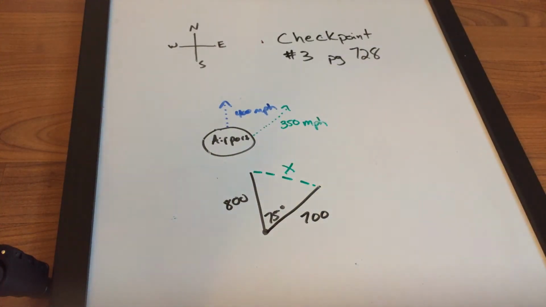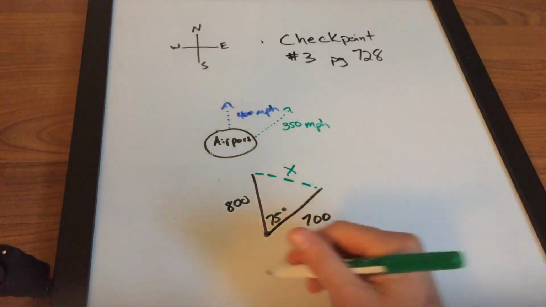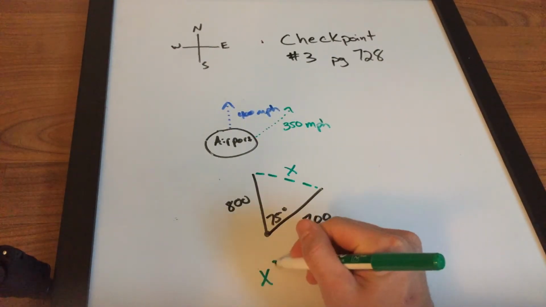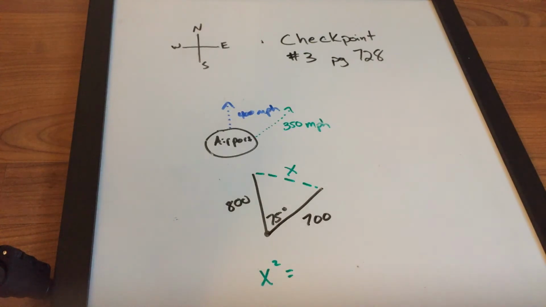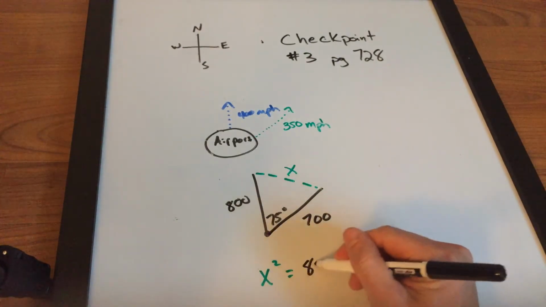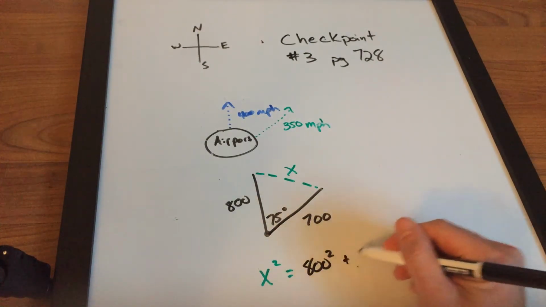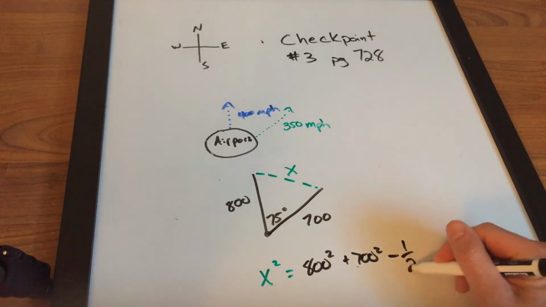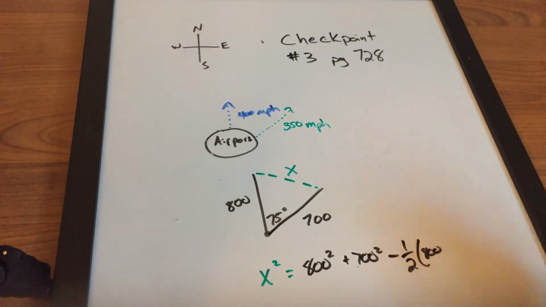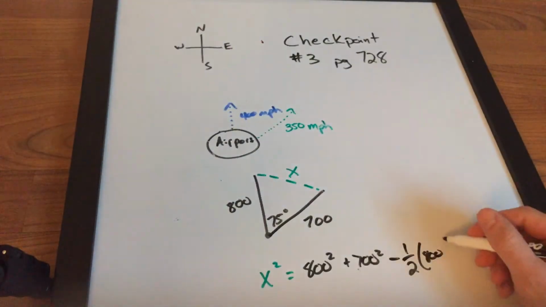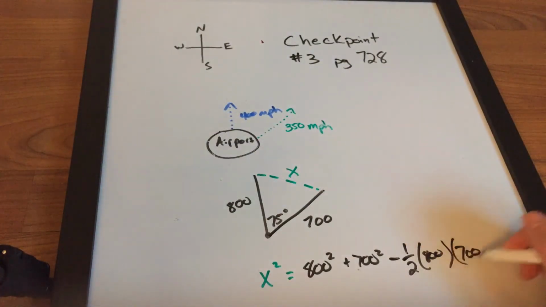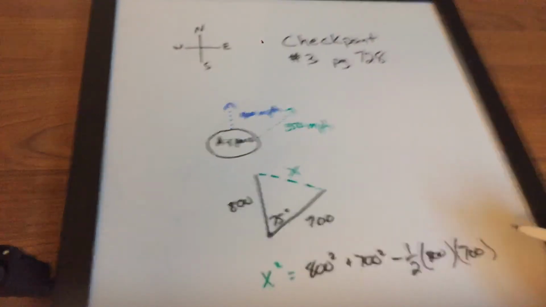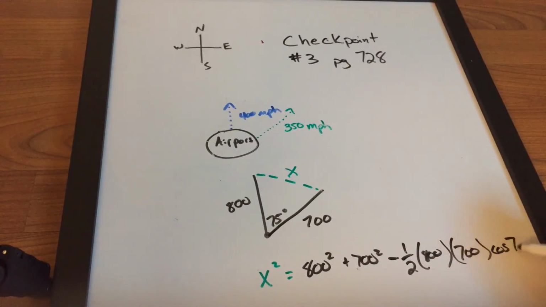So the law of cosines states that this side right here, X, we can write as X squared is equal to 800 squared plus 700 squared minus 2 times 800 times 700 times the cosine of 75 degrees. All right? Now, this is our formula.